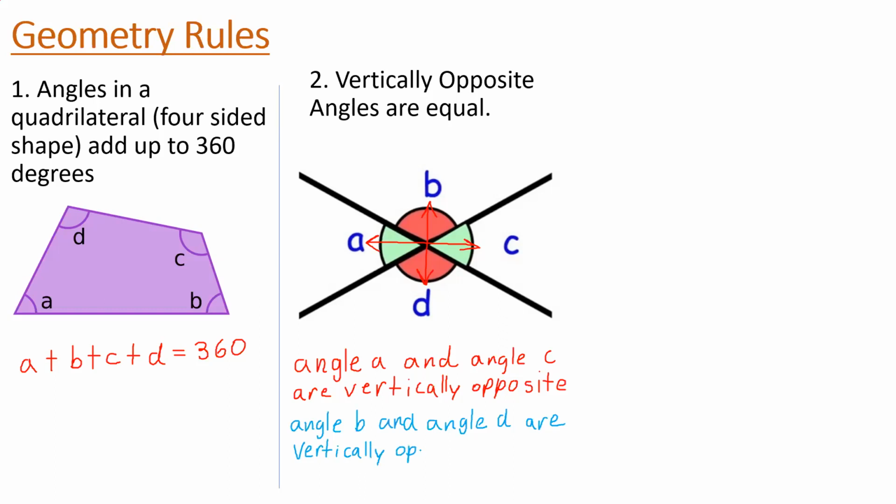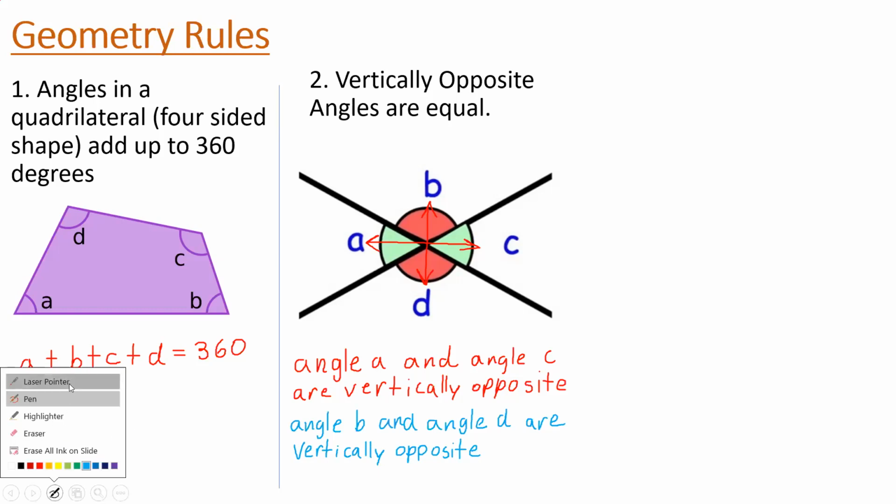So angle A and angle C are vertically opposite, and angle B and angle D are vertically opposite angles. Okay, good. So Kingston, what angles in this shape are vertically opposite? A and C and B and D. Very good. And what do we know about vertically opposite angles, Kingston? Vertically opposite angles are equal.